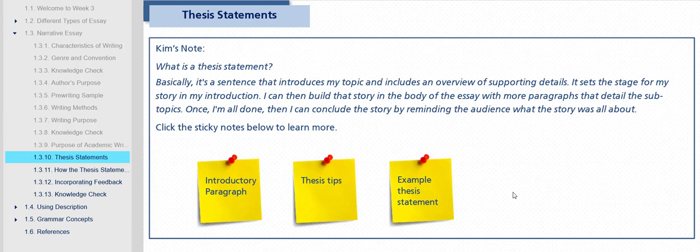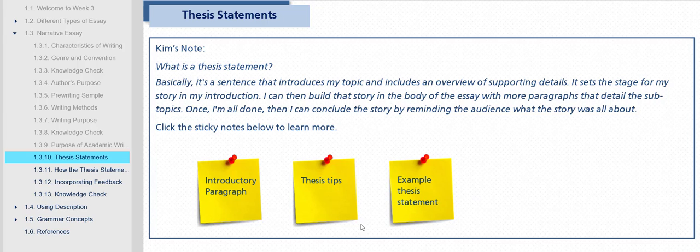What is a thesis statement? Basically, a thesis statement introduces the topic and gives an overview of the supporting details. The thesis statement sets the stage for the story in my introduction. I can then build that story in the body with more paragraphs that detail the subtopics. Once I'm done, I can conclude the story by reminding the audience what the story was all about.